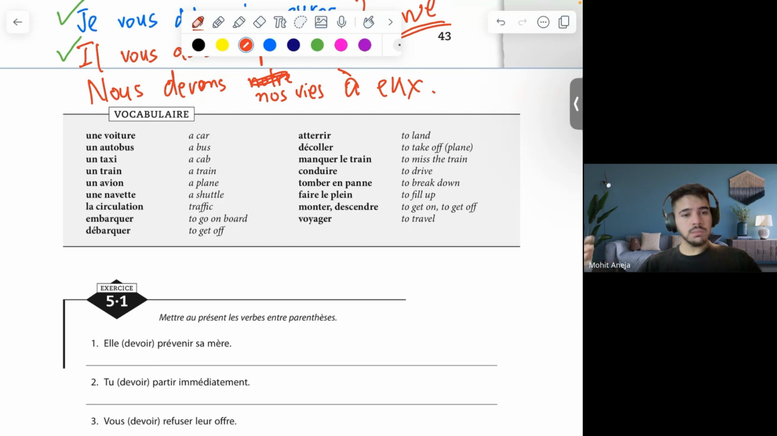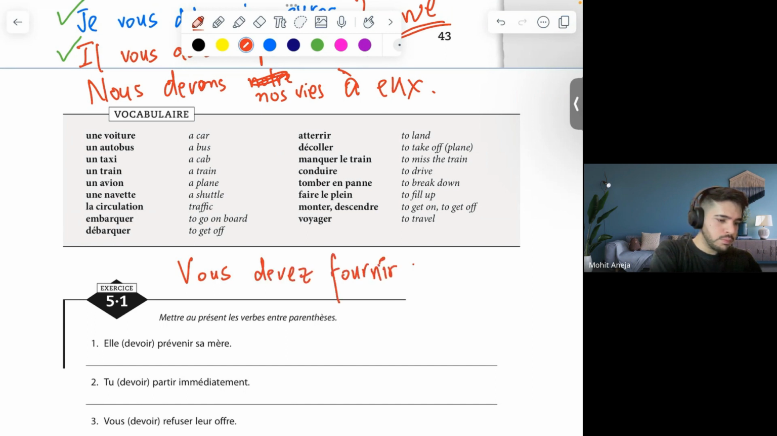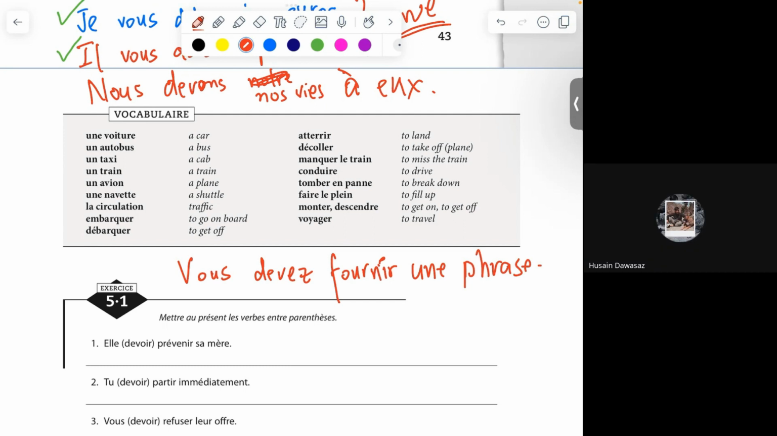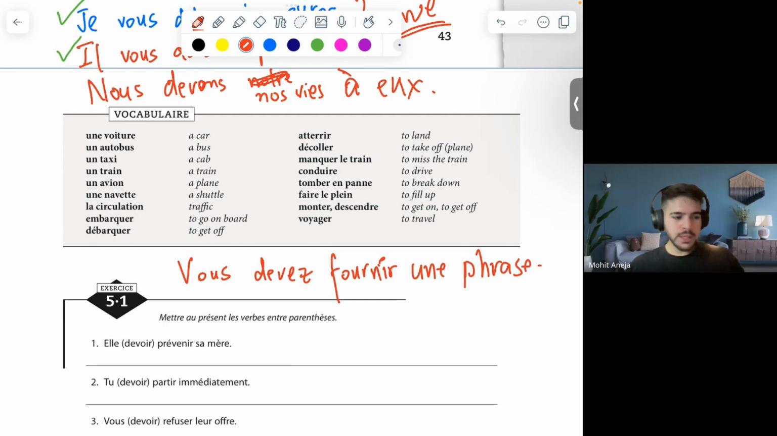But right now what I want you to write is "I must do something." For this you have to use devoir and you need to tell me what is the thing that you must do today. For example, Hussein, you will tell me one sentence and Desika, you will tell me one sentence. You have to make a sentence. "Vous devez fournir une phrase." I made one, look. Fournir is to make or to come up with something. Okay? So what's the task?